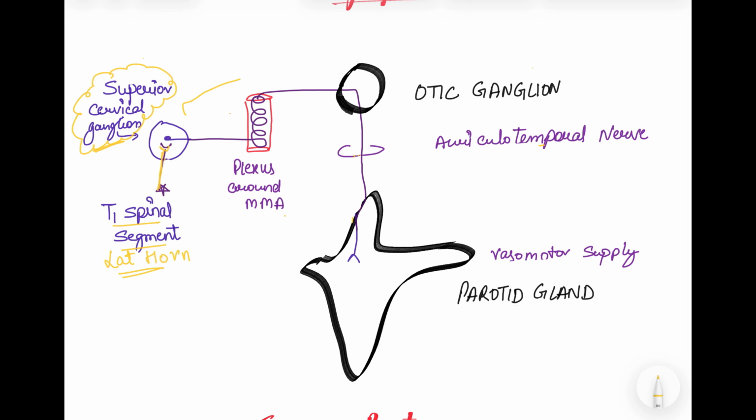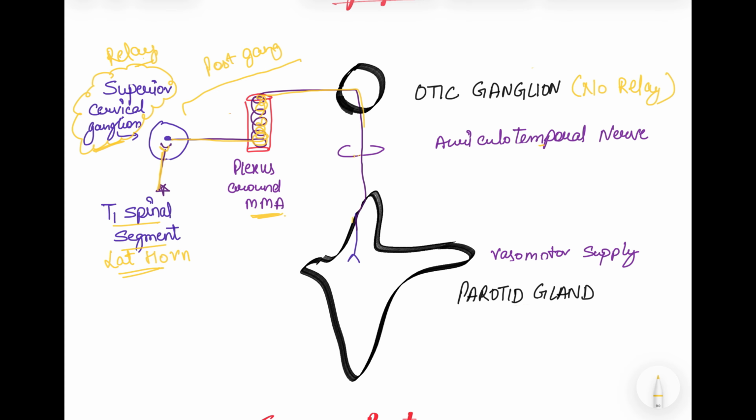The fibers after that are your post ganglionic fibers, right? So after relaying, they will pass along with the plexus, that is around your middle meningeal artery, right? Then this fiber will go into the otic ganglia, where it is not going to relay. So no relay is going to occur because the relay has already occurred in your superior cervical ganglia.